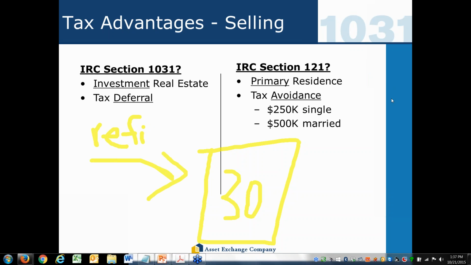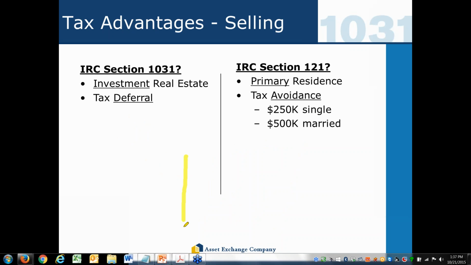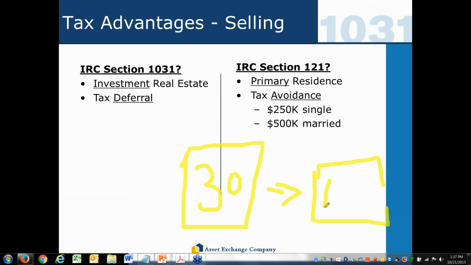Now the other option is if you simply absolutely must get rid of this 30-unit apartment building, go out and exchange it into something else, something that you don't mind managing, maybe a triple net leased Walgreens. All right? So you sell the 30-unit apartment building, you buy a Walgreens or 2 or 3 of them, and you sit back and you just collect your mailbox rent.